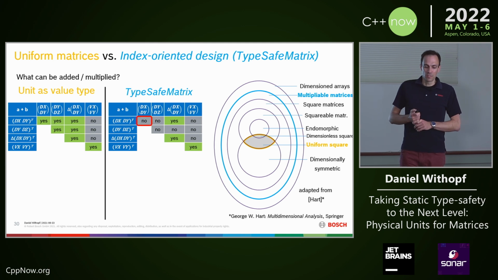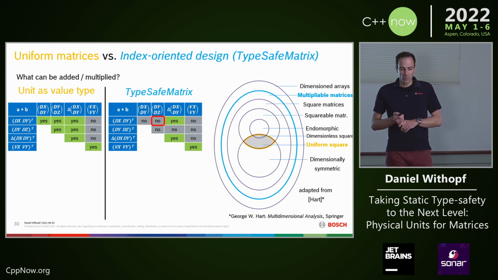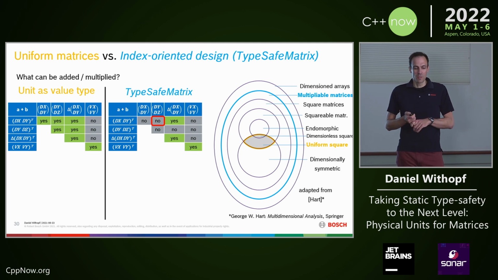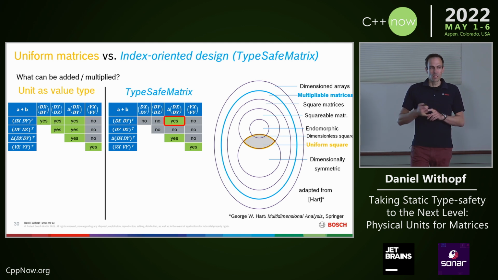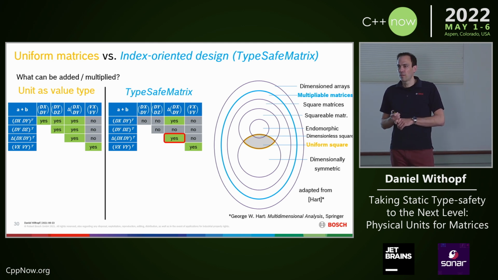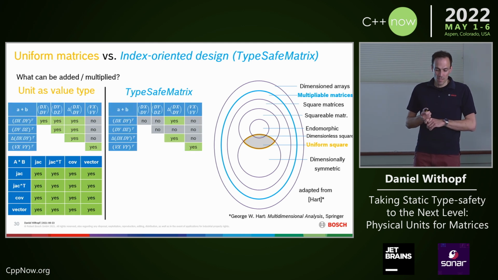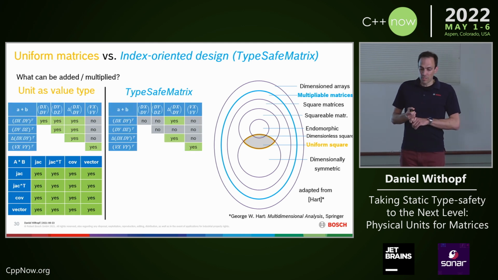For type-safe matrix, the situation looks a lot different. For example, we cannot add two points in the mathematical sense, even if the indices are identical. We can also not add two types with different indices. What we can add is a point to a displacement vector if the indices are identical, or two displacement vectors with identical indices. Now, moving on to multiplication.